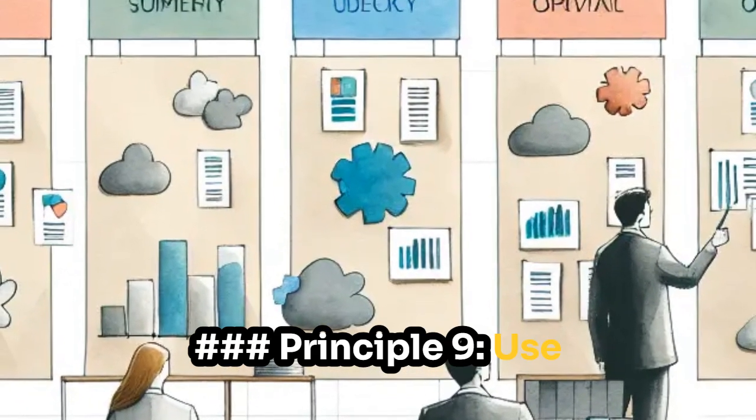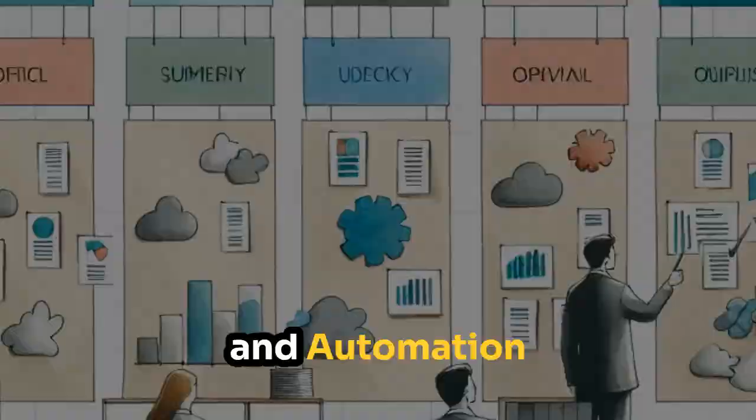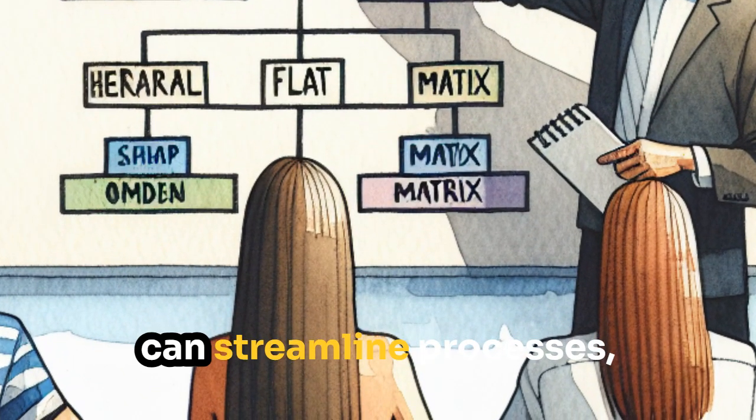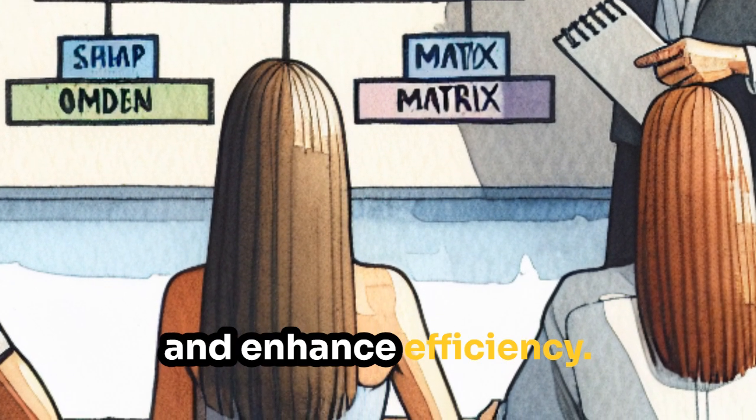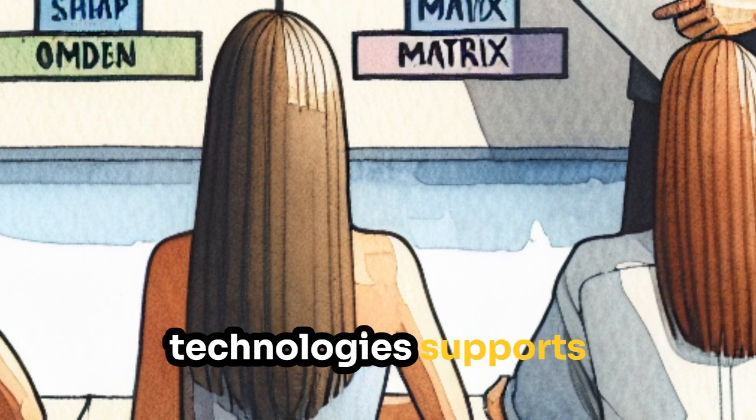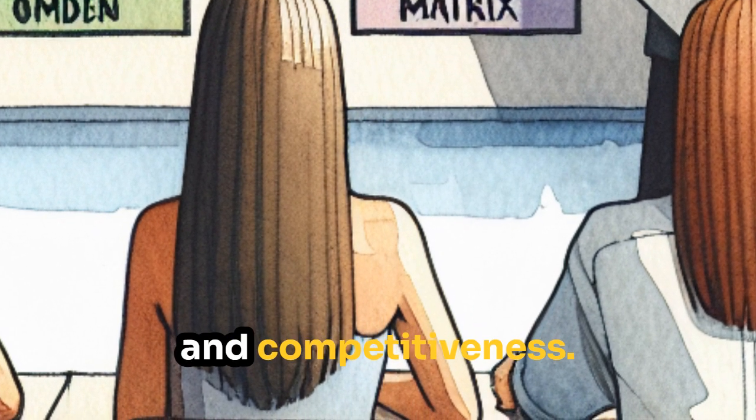Principle 9. Use of technology and automation. Leveraging modern tools can streamline processes, reduce manual work, and enhance efficiency. Implementing the right technology supports business scalability and competitiveness.